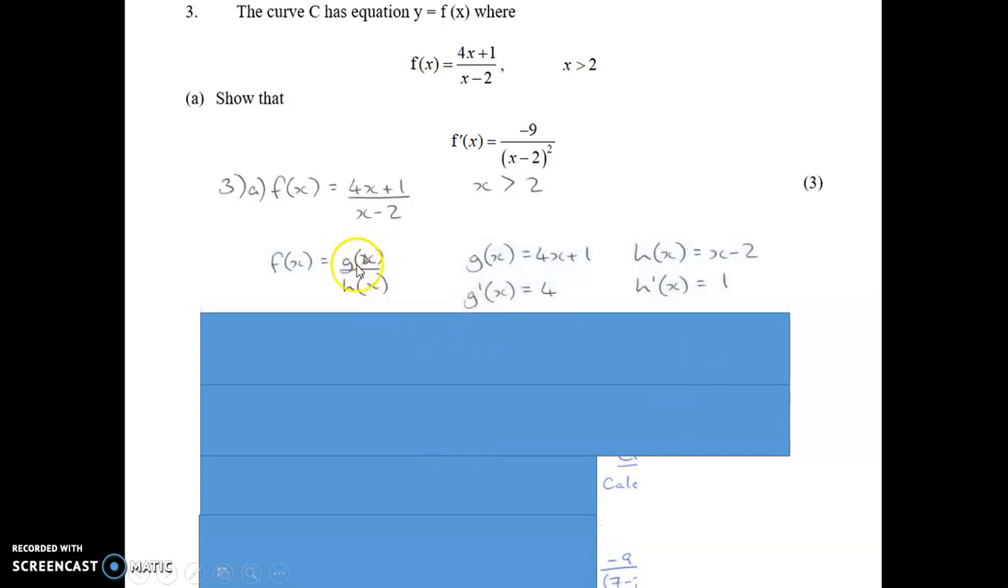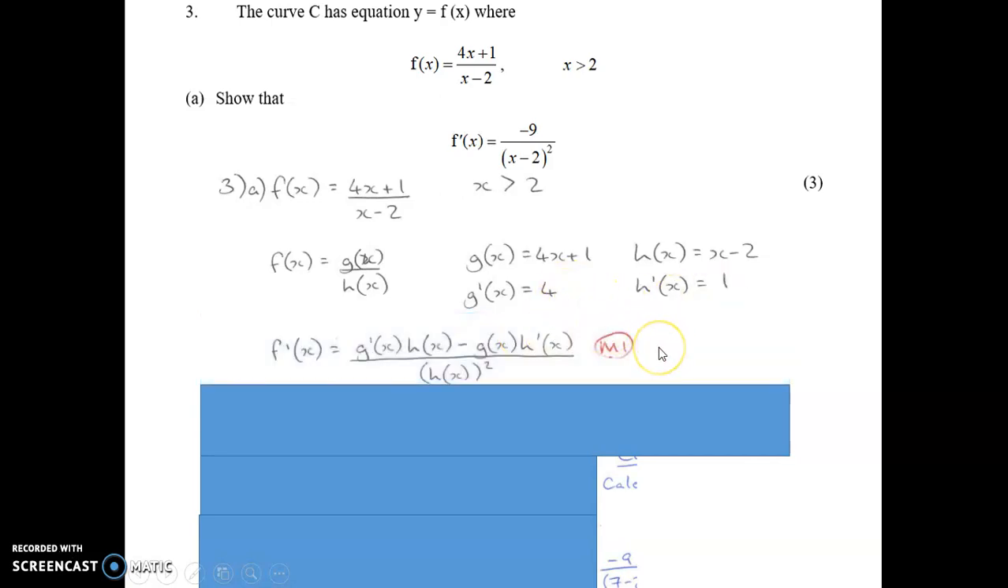So the first thing I'm going to do is define the numerator as g of x and the denominator as h of x. So g of x is here, I differentiate that to get g dashed x, and h of x I differentiate to get h dashed of x. And then I can look in the formula book to get the quotient rule. So this is what you're given in the formula book.